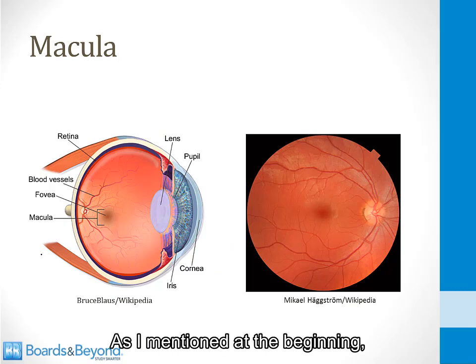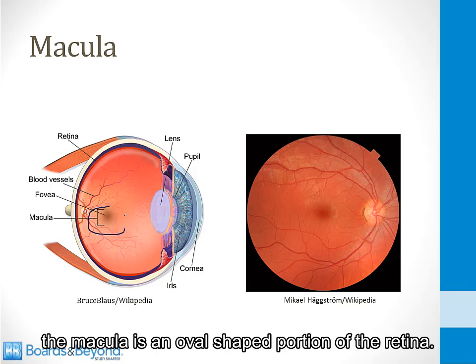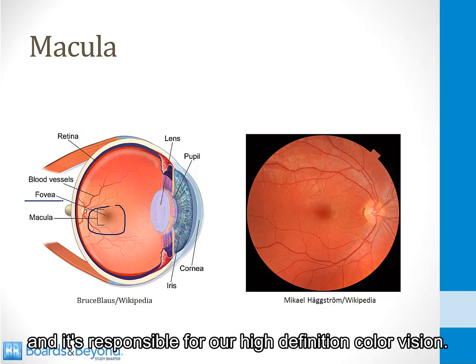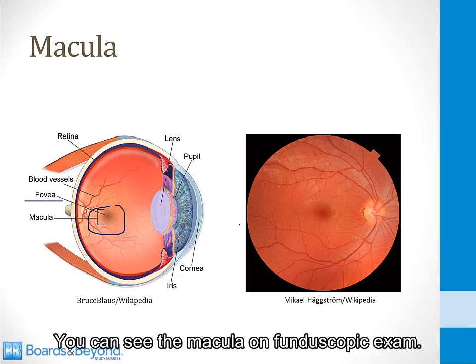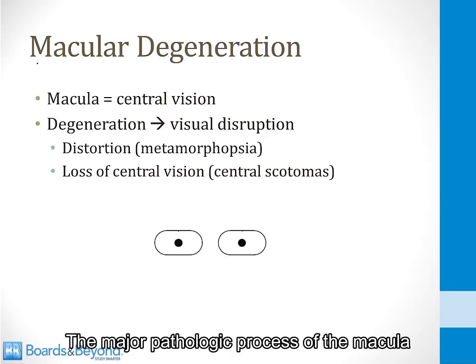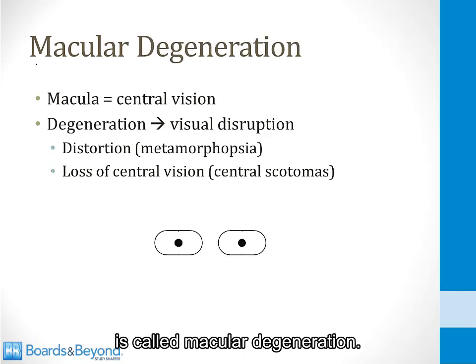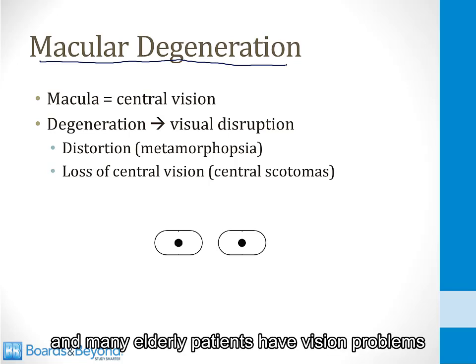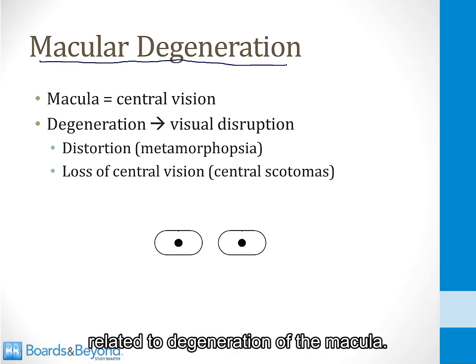As I mentioned at the beginning, the macula is an oval-shaped portion of the retina. It contains the fovea, and it's responsible for our high-definition color vision. You can see the macula on fundoscopic exam. It's a red circle off to the side of the optic disc. The major pathologic process of the macula is called macular degeneration. This commonly occurs as we age. In fact, it's sometimes called age-related macular degeneration, and many elderly patients have vision problems related to degeneration of the macula.